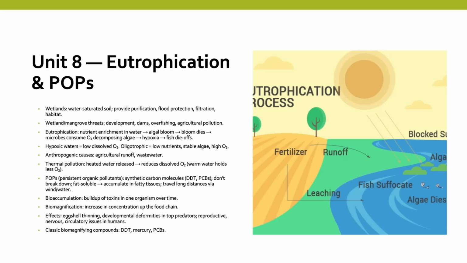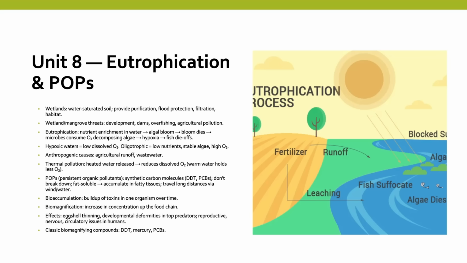Wetlands purify water, buffer floods, and host wildlife. Development, dams, and runoff are going to threaten them. Eutrophication is where nutrients run off, creating an algae bloom, and when the bloom dies, microbes consume oxygen decomposing it, causing fish to suffocate. Anthropogenic causes are fertilizer runoff and wastewater.